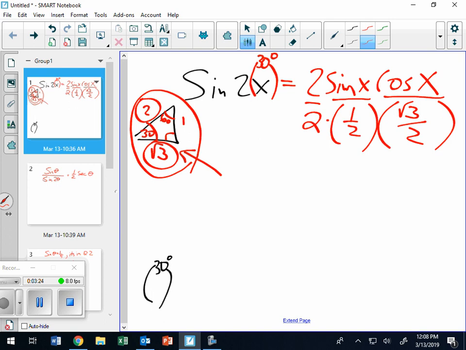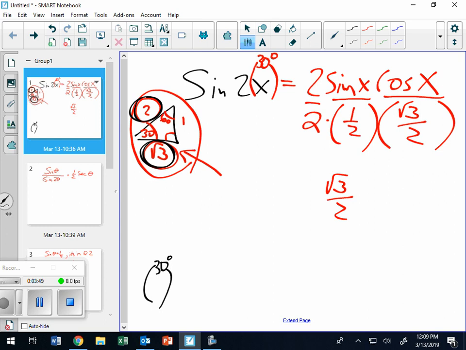Now multiply that all out. Well, 2 times the 1/2 just kind of disappears, doesn't it? So it's just √3 over 2. All right. And couldn't you have just looked up 2 times 30 is 60 and said sine of 60? Yeah, because the sine of 60 is √3 over 2.